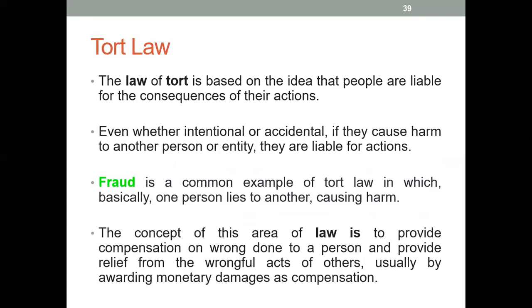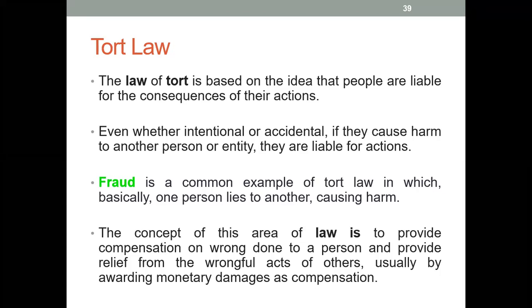So I was saying people are liable for the consequences of their actions. If they do something wrong, they bear the consequences of the action. Even if the person does it intentionally, or even if the person does it accidentally, if they cause any harm to any other person, they are liable for the action. So that comes under the tort law. An example is fraud. Fraud is a common example of tort law in which one person lies to another, causing harm. And if any person intentionally or accidentally harms another person, then he is liable for his actions.